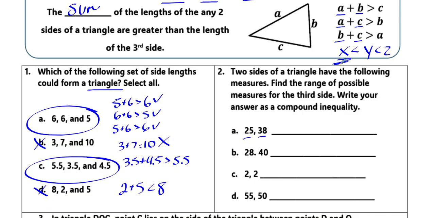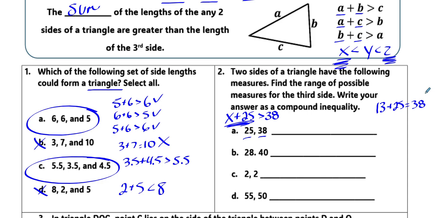So we're trying to say the smallest number that it could be, the third side, and the biggest number it could be. So we have to imagine these are the two bigger sides. What would the smallest number be to get us up to 38? X plus 25 has to be greater than 38. If these are the two short sides, this imaginary made up third side and this 25, what would that have to be to be bigger than 38? That would have to be 13. 13 plus 25 is exactly 38.